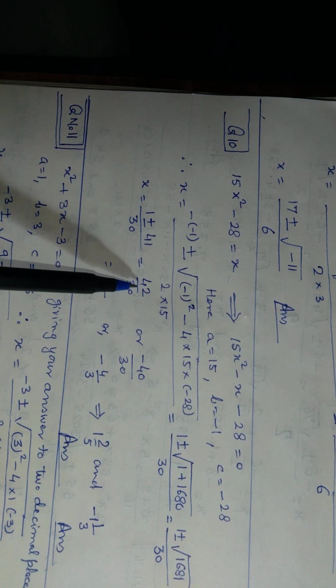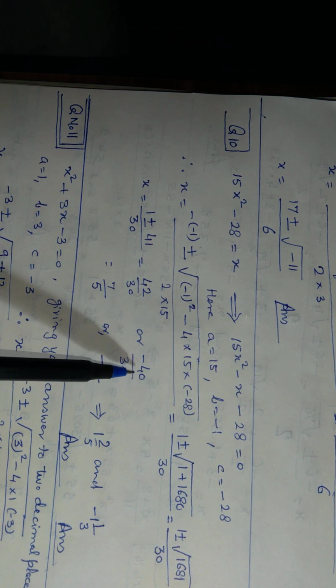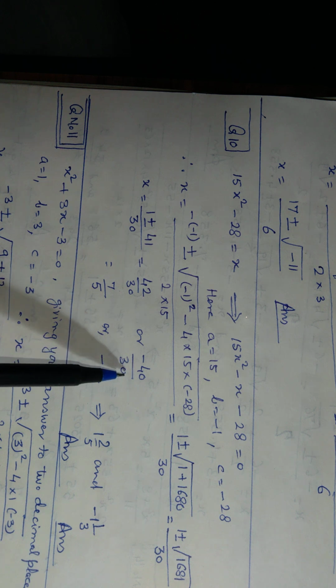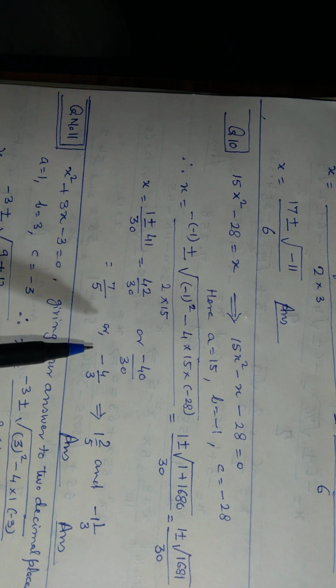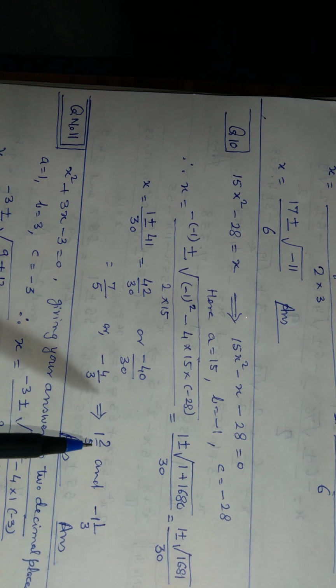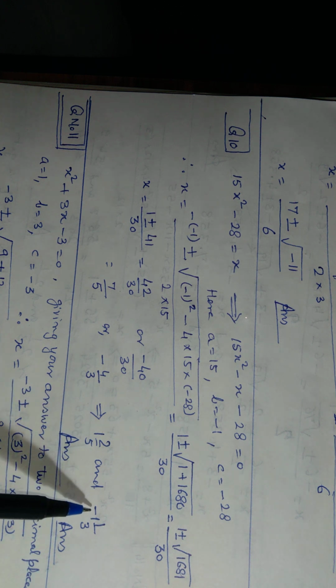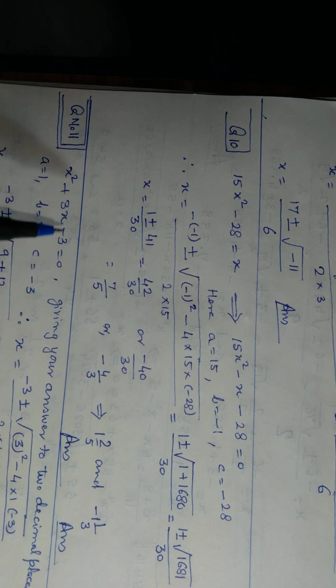In first case, we will just take the positive sign. That will be 41 plus 1, that will be 42, 42 divided by 30. And in the second case, that is minus 40, minus 40 divided by 30. You solve it further. In the simplest form, it will be equal to 7 by 5. And for this, it will be equal to minus 4 by 3. So the value of x will be 1 and 2 by 5 and minus 1 and 1 by 3. These will be the two solutions for question number 10.